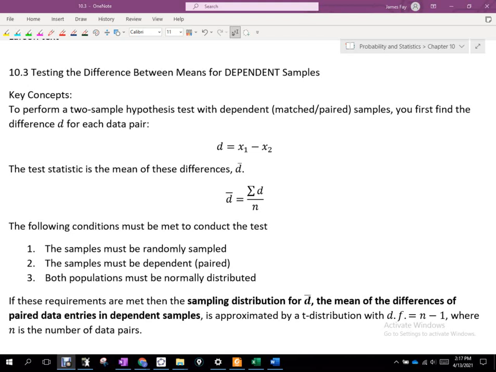We worked in 10.1 on testing the difference between means for independent samples. 10.2 was also testing the difference between means for independent samples. The difference between those two sections was whether we had small samples, so we used a t-test and didn't know the population standard deviation, or we had big samples and we didn't know the population standard deviation, which we would use the z-test.